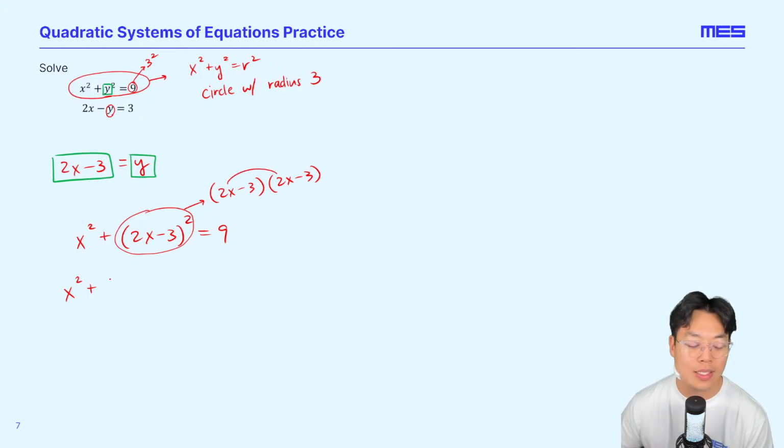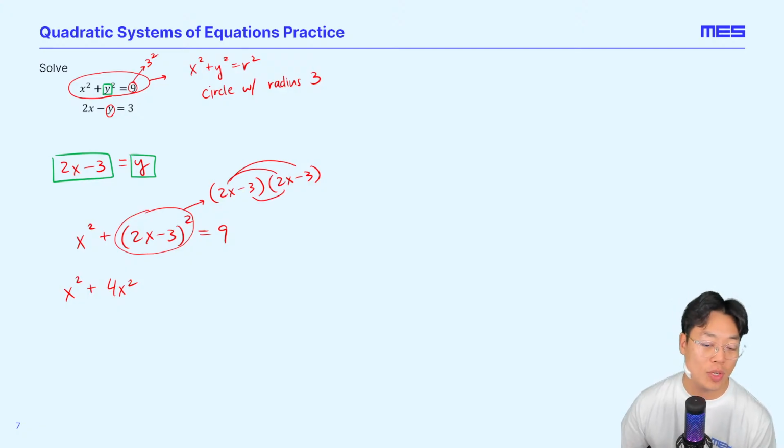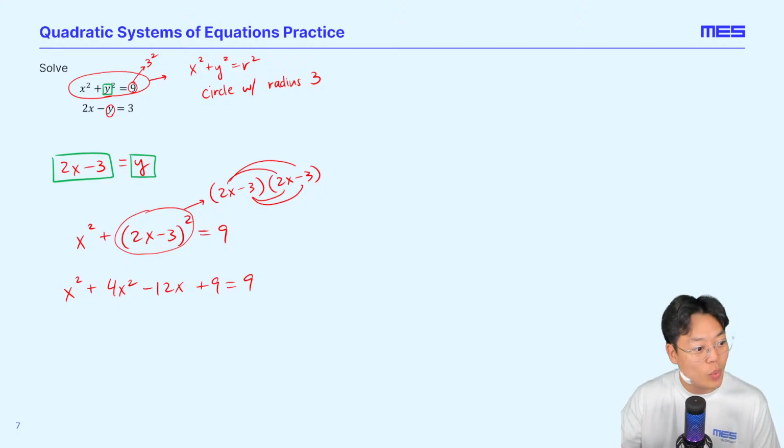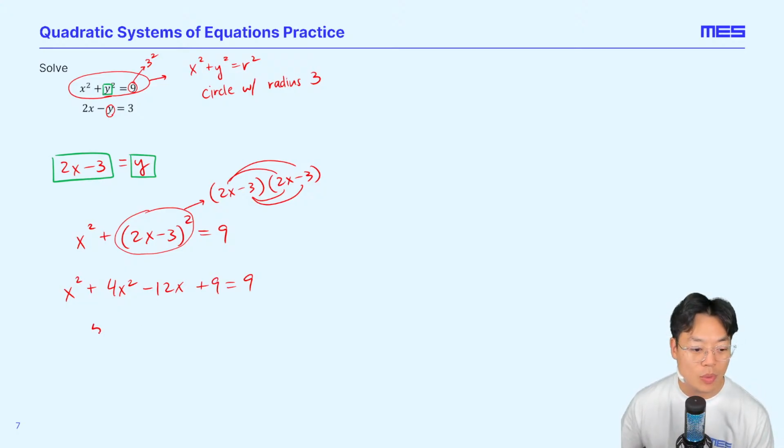2x times 2x is 4x squared. 2x times negative 3, well, that happens twice. 2x times negative 3 is negative 6x, and it happens twice, so it's minus 12x, and then negative 3 times negative 3 is positive 9. And this is all equal to 9. Well, guess what? The 9s will eliminate, leaving us with just 5x squared minus 12x equal to 0.